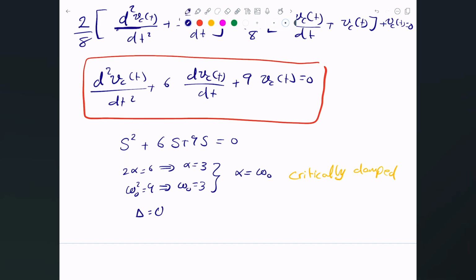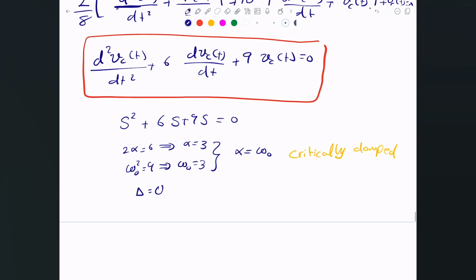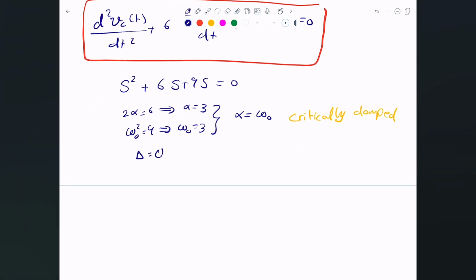So what do we do? We take a look at our notes and find out that the solution should be of the following form. VC of t is a particular solution, which is 0 in our case. So all we have to do is figure out the complementary solution.